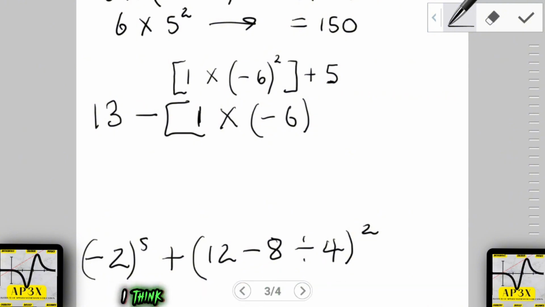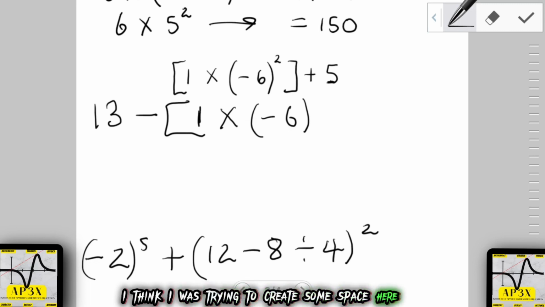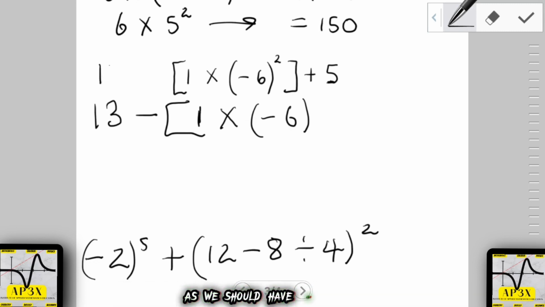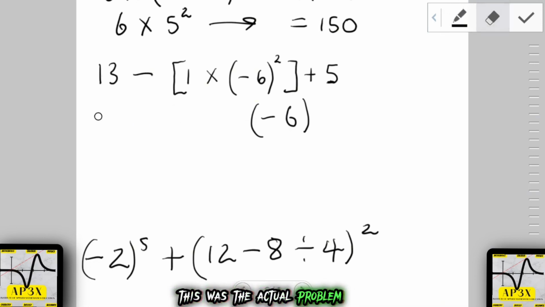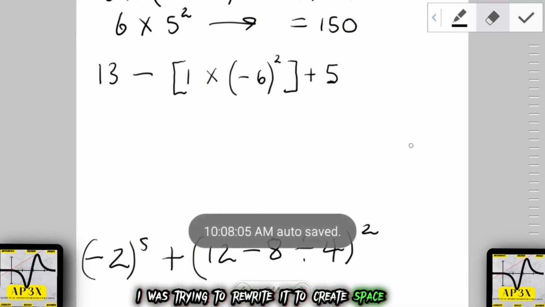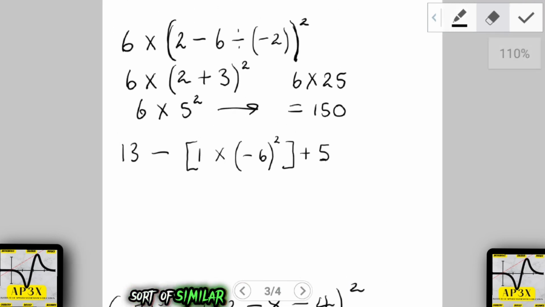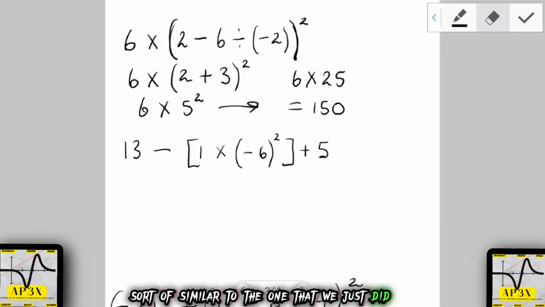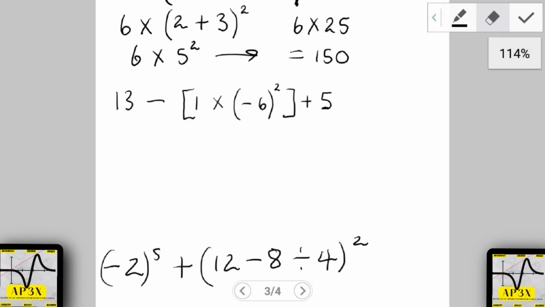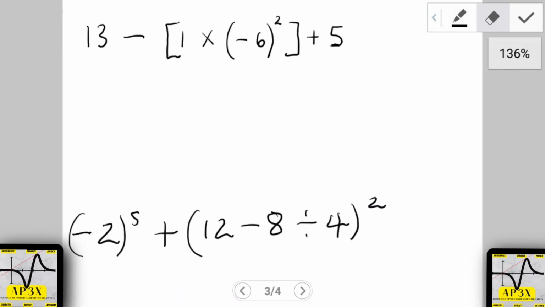Okay, I think I was trying to create some space here. I really should have had 13 take away. So this was the actual problem; I was trying to rewrite it to create space. So this is the actual problem. We have 13 take away, open bracket, 1 multiplied by negative 6 squared, plus 5. Sort of similar to the one that we just did, very similar. So let's see how we approach it.